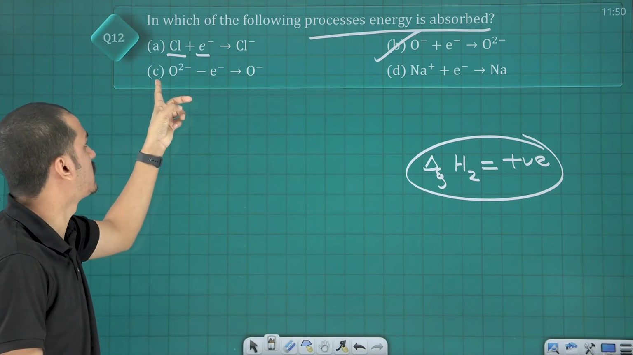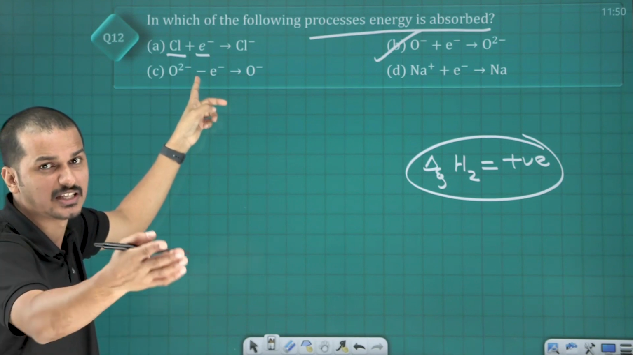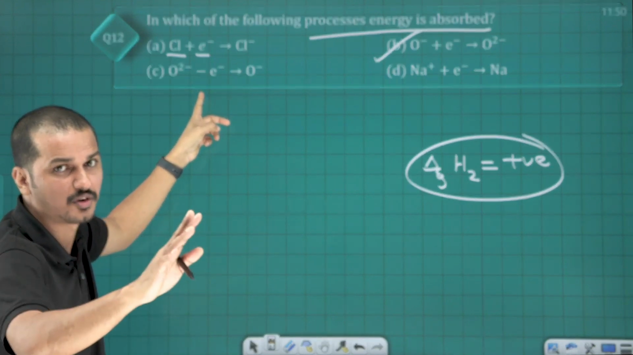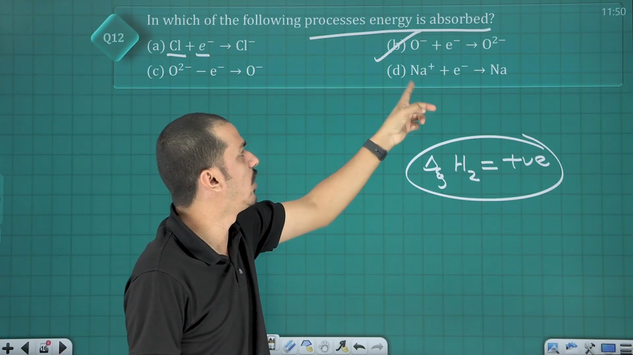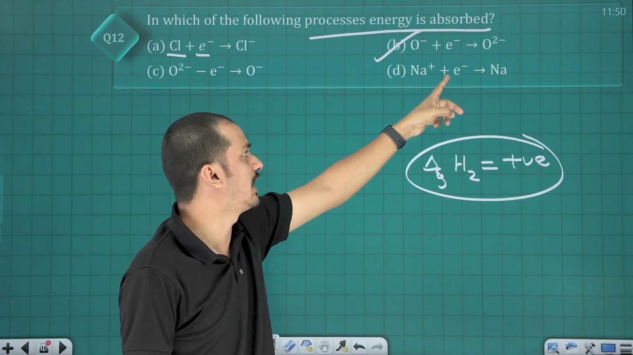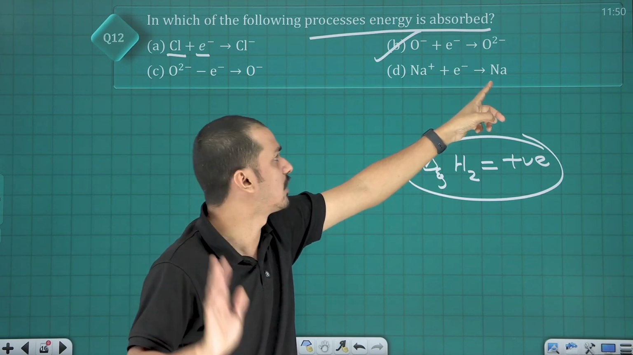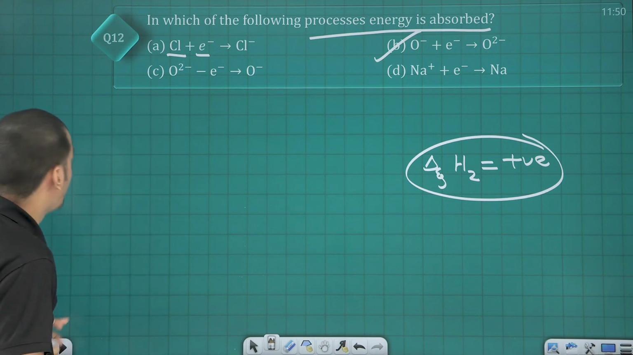And what about the case of C? You are removing an electron from O2 minus. That will be exothermic in nature, because it will always try to lose the electron to avoid that electron repulsion. Here also you are adding 1 electron, to Na plus. That time also that is exothermic, slightly exothermic in nature, to form Na. So what's the answer? Option B is the correct option. We can go to the next one.